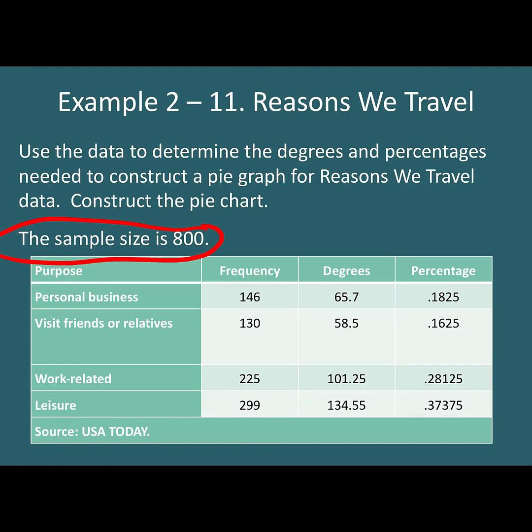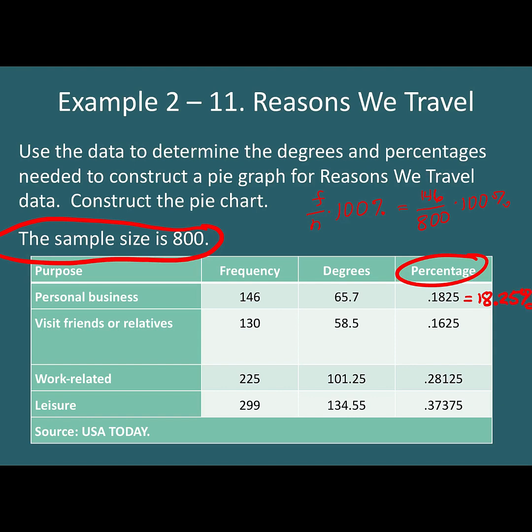Now you may be wondering how we got percentages. Well, that's the second formula from the previous slide, where you simply take the frequency divided by the total number of frequencies, multiply it by, this time, 100. So for this first one, we put 146 divided by 800, and then multiply by 100%. And for this first percentage, we get 18.25%.